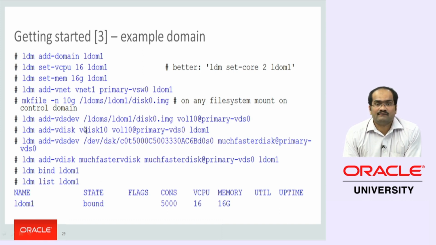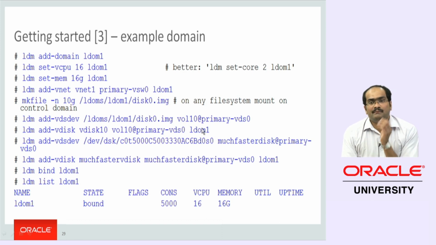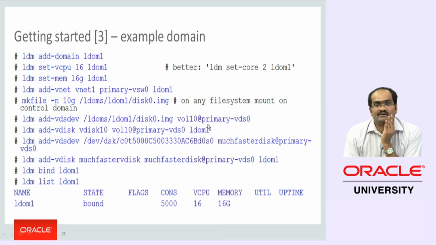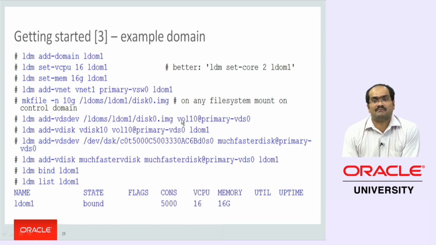add-vdsdev, and I am giving this image file, and this is a volume name in the control domain. I am giving vol10 as the volume name, and at the rate, the VDS service name. So this is the naming convention to be followed. Remember, I am iterating it again: this is the volume name of this disk, and primary-vds0 is the virtual disk server name.